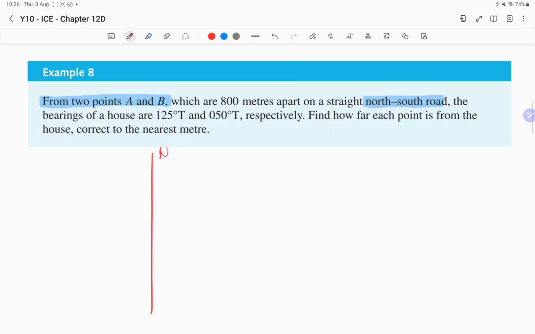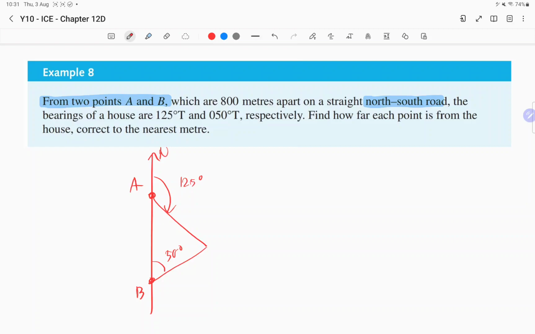So north-south, this is north. Let's say point A is here, and the house is 125 true from point A, which is around here. So that's 125 true bearing. Remember, the bearing is always clockwise from the north line, so 125 degrees. And then from point B, the bearing will be 50 degrees, so that angle is 50.